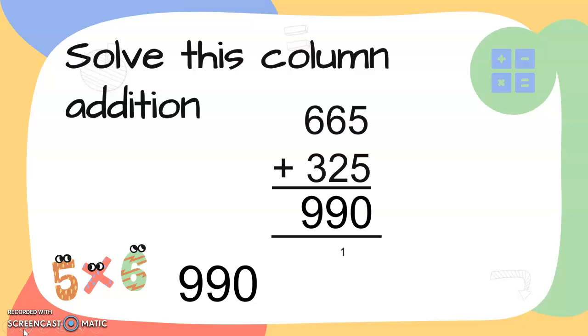We can then move on to the tens column, add 60 and 20 to make 80. Don't forget that extra 10 to make 90. Finally move on to the hundreds. 600 add 300 is 900. So our answer, that's right, 990.